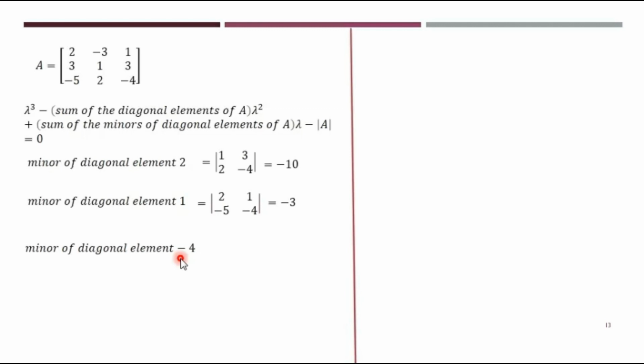Minus 4 का क्या होगा? Now minus 4 is there in the third row, third column. So leave out third column and third row, the remaining determinant. So 2, minus 3, 3 and 1. Minus 7 किसका आया? You have got minus 7. तो कितना हो गया?